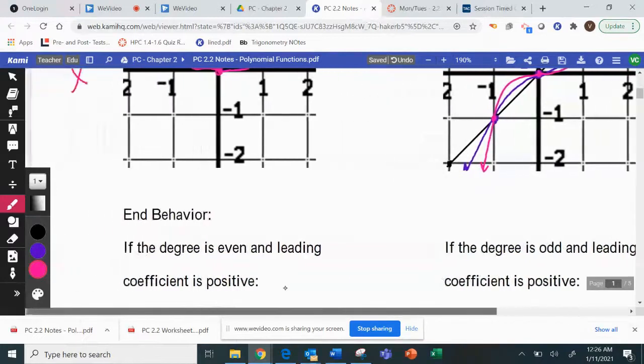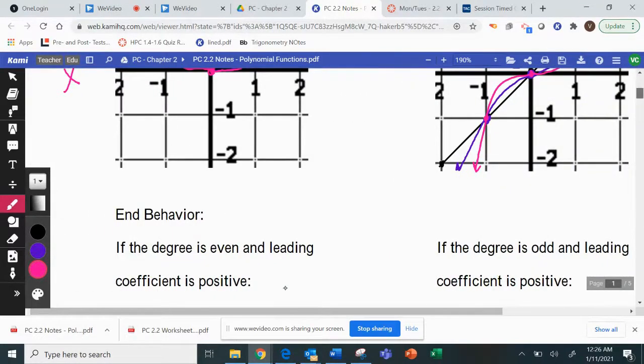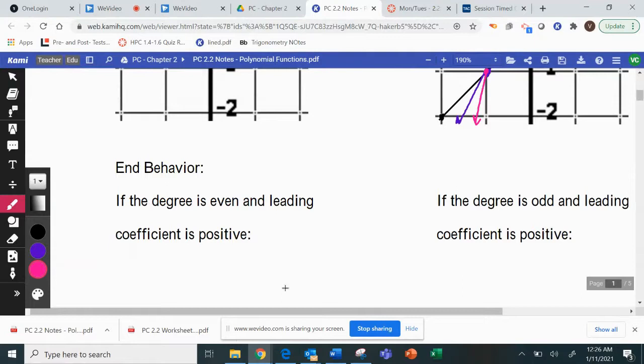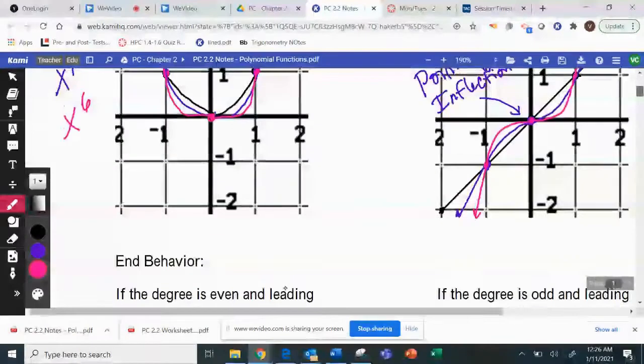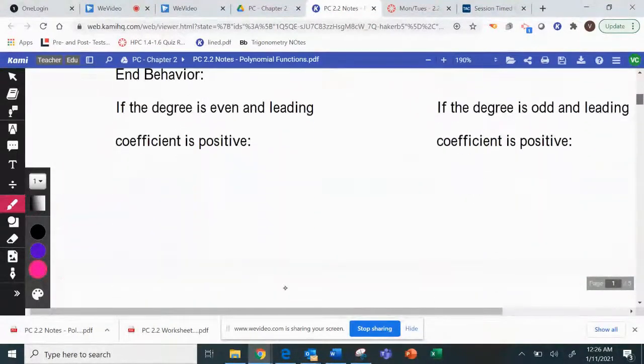Now, the next thing we talk about is end behavior, and this is something you should have learned in Algebra 2. And we've got 4 different scenarios. 2 of them I was looking at right here. I just wasn't talking about end behavior.